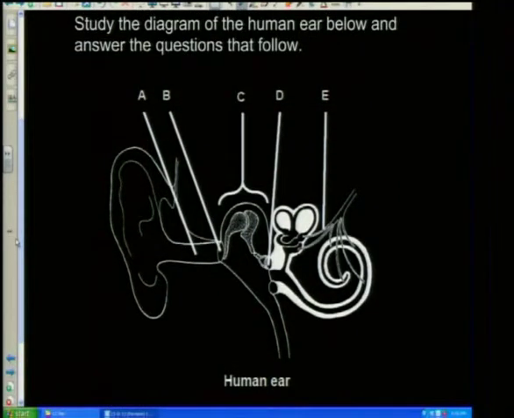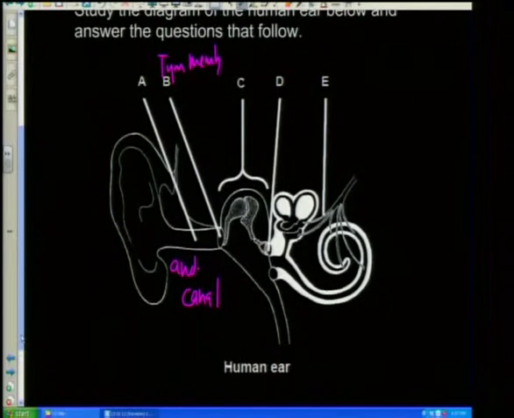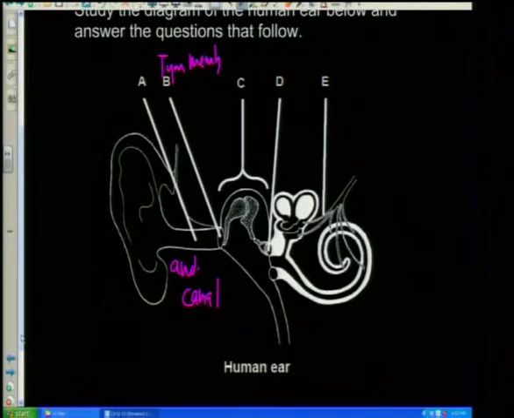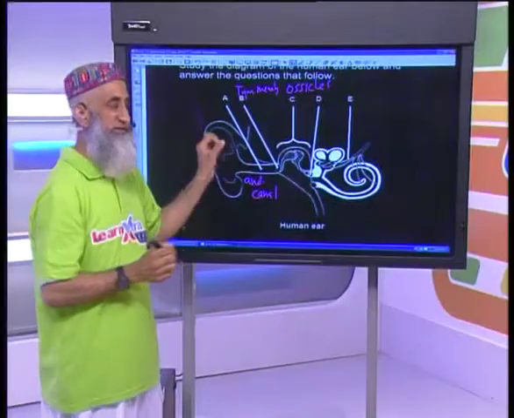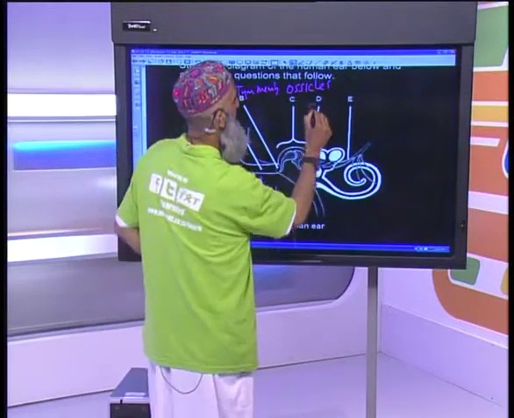A, auditory canal. B, tympanic membrane. What was next? C, D, and E, right? All of them. This one here, all together they call the ossicles. You cannot write hammer or anvil or stirrup because they've given you a bracket over all three. Together they are called the ossicles, the tiny bones in the middle ear. D, there is the oval window.